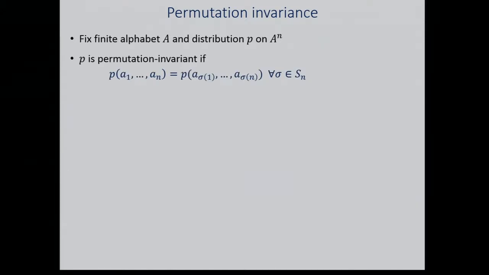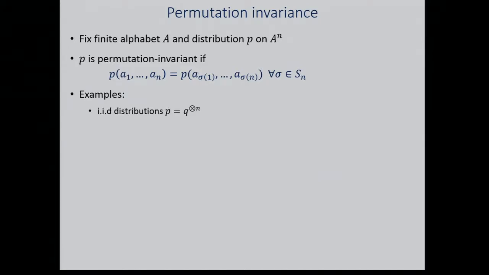So de Finetti theorems are just theorems about the structure of distributions that are invariant under permutations of the coordinates. You fix a finite alphabet, you can think of A as just being 0, 1 bits, and then you take a distribution on strings over that alphabet. The assumption that will hold throughout the talk is that this distribution is invariant under permutations of the coordinates. And the question is, what kind of interesting things can we say about such distributions?